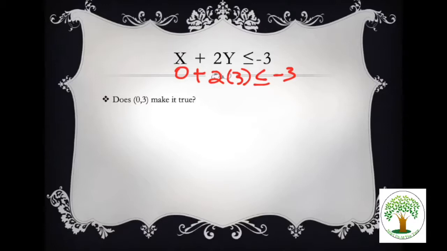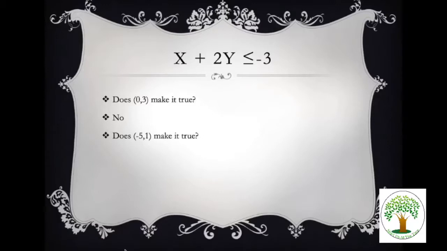What if I plugged in negative 5, 1? Let's check and see if that would be true. If I plugged in a negative 5 for x and a 1 for y, yes, it'll work. I have negative 5 plus 2 times 1. Is that less than or equal to negative 3? Yes, it is negative 3. So negative 3, is that less than or equal to negative 3? Yes. It is equal to, so it works, right?